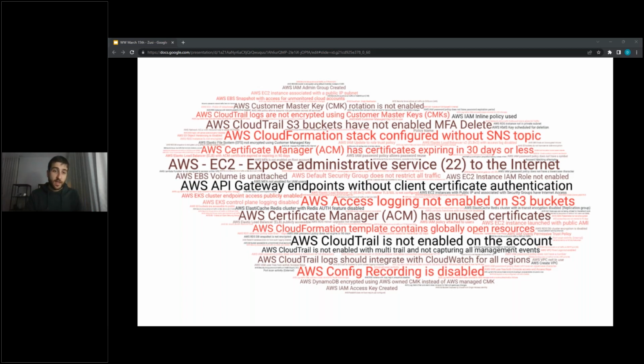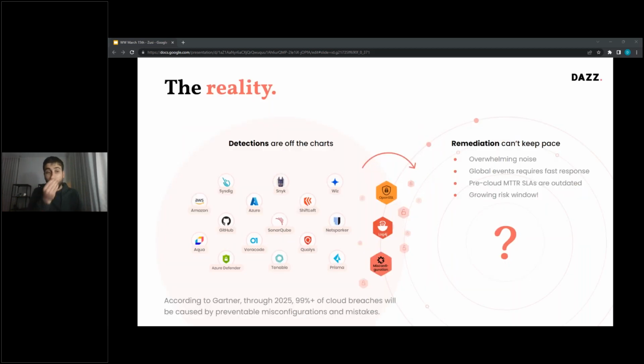So that's exactly the story of remediation, right? And that's basically why we started the company. That's just the reality organizations live in today. Detections are just off the charts. There are a lot of detection tools all around, all creating a bunch of detections, a bunch of noise. Sometimes there is good signal, sometimes there is bad. But remediation just can't keep pace with the overwhelming data that you get.